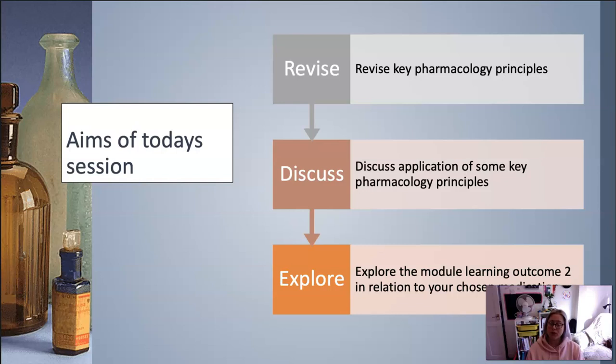So the second thing we're going to do is we're going to be thinking about discussing the application of some of these key pharmacological principles in the seminar this afternoon, having a look at what this actually means for you, and potentially if you've already thought about choosing your medication, your chosen medication. And then we're going to explore the module learning outcome 2 in a little bit more detail and how we can link this to your chosen medication. So the discuss and the explore, they're going to be more in this afternoon's sessions when we have the seminar, but the revision session is going to really be within this morning's presentation.